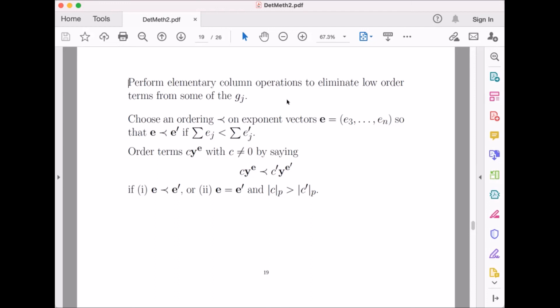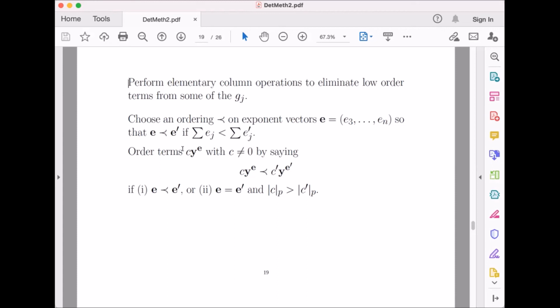Remember, these were power series in Y3 to Yn, so we have exponents E3 through to En. We're going to choose the ordering in such a way that the exponent vector E is less than E dashed if the degree of E is smaller than the degree of E dashed. And I don't really care what happens if these have the same overall degree.